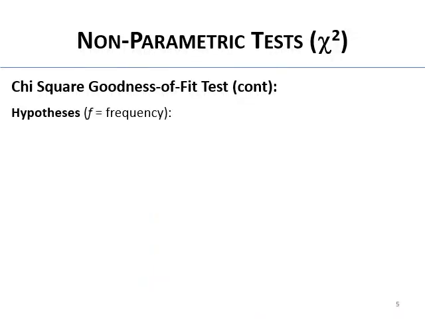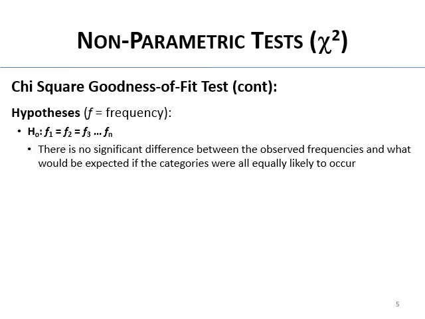So the hypotheses are written about frequencies of things because you're comparing frequencies across categories. So your null hypothesis is that the frequency in level 1 is equal to the frequency in level 2, and so forth moving forward. All the frequencies are equal. There is no significant difference between the observed frequencies and what would be expected if the categories were all equally likely to occur. So there's some variation, but basically they're all equal.